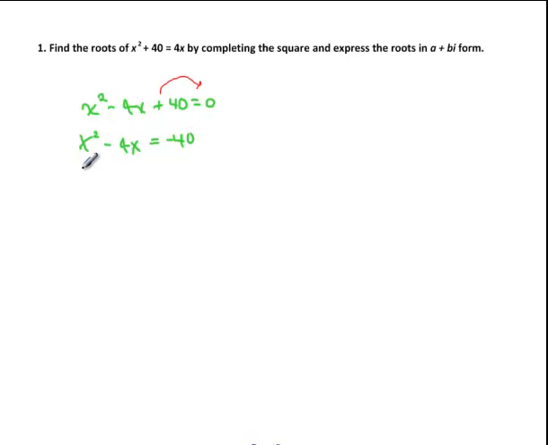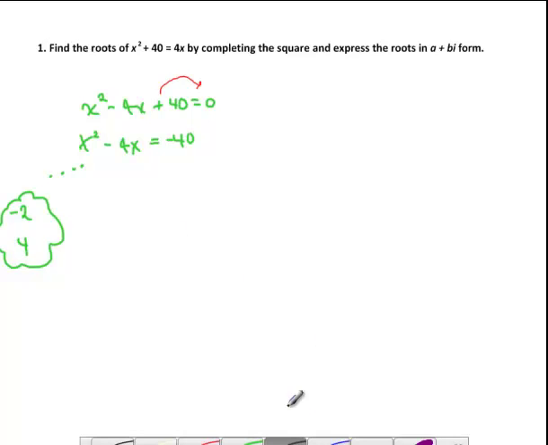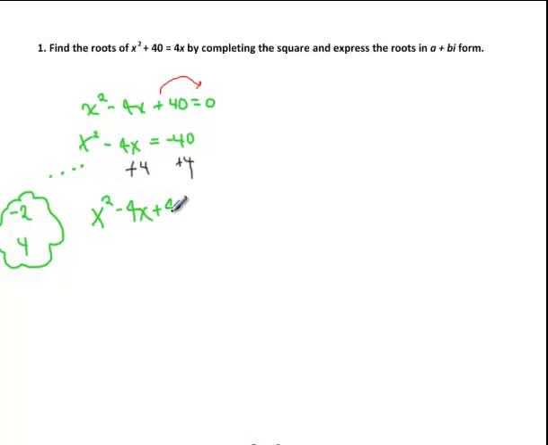Now I'm going to take half, do my little thinking bubble, take half of negative 4, which is negative 2, and square it, which is 4. So now that's the completing the square part. I will add 4 to both sides. x squared minus 4x plus 4 equals negative 36.